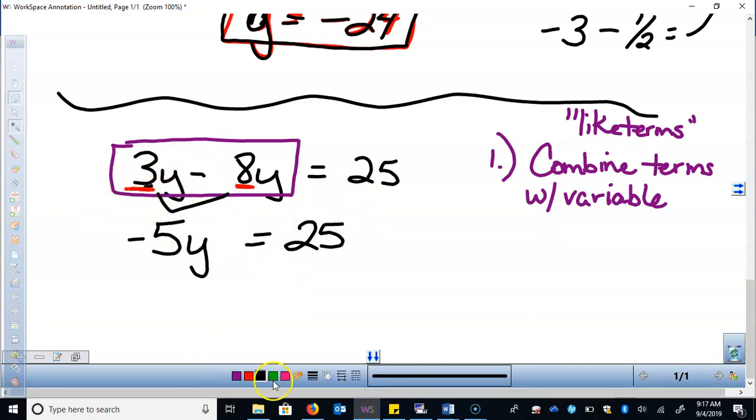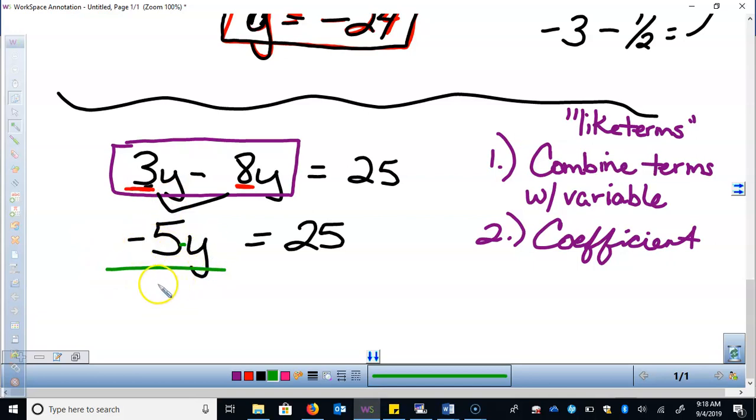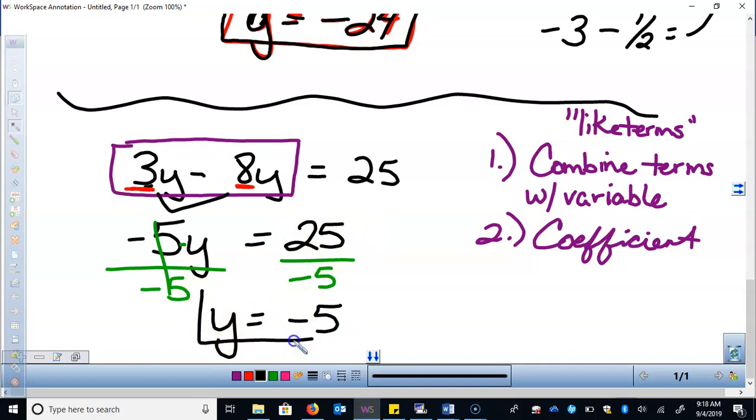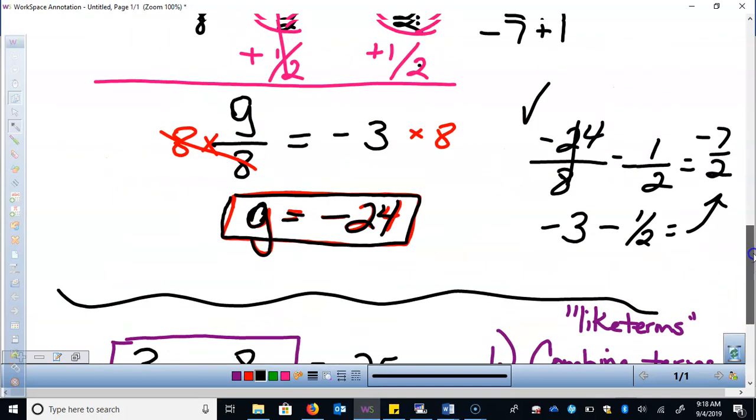Ding. Step 2 does not change. Step 2 is still to take care of the coefficient. The coefficient is negative 5, so negative 5 times y. To undo it, we're going to divide by negative 5. We get 1, so our answer over here is y. And then 25 divided by 5, negative 5, excuse me, is a negative 5. Don't believe me? Substitute and check. And that is two-step equations in a nutshell.